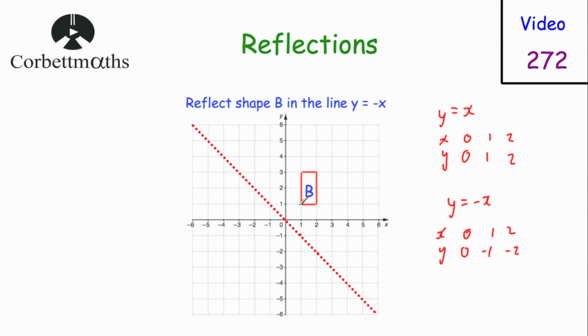So let's start off by looking at this corner, the bottom left-hand corner of B. As you can see, if we go diagonally to our mirror line, it's one diagonal. So we need to go another diagonal the other way, so it'll move to here. This point, the bottom right-hand corner, if we count the diagonals, it's one diagonal, and then we've got half a diagonal. So if we go another 1.5, so a half and then 1 would be here. So we've reflected these 2 points.